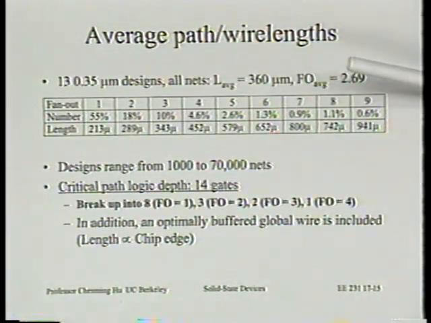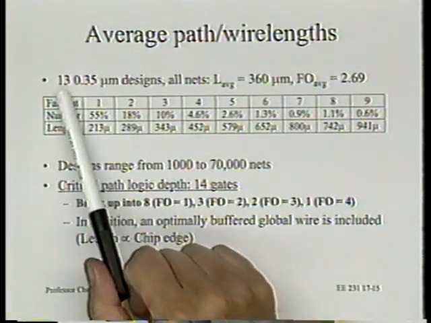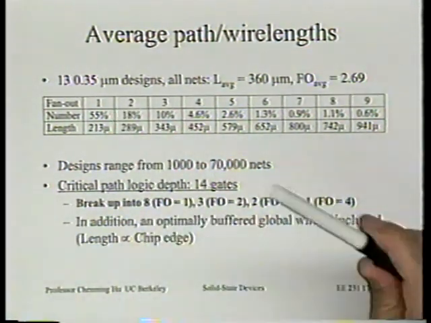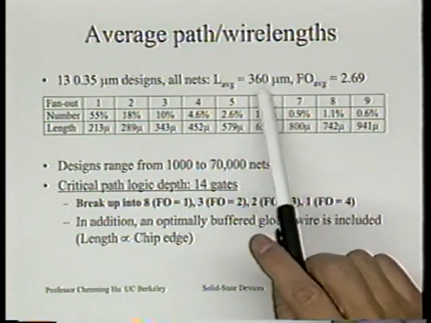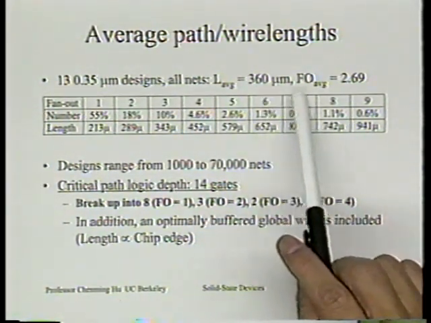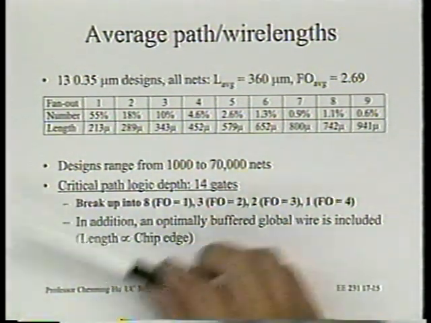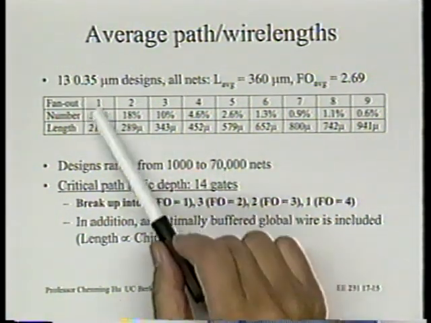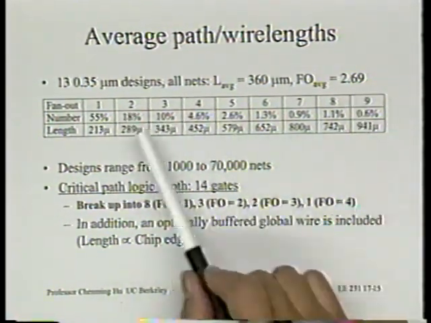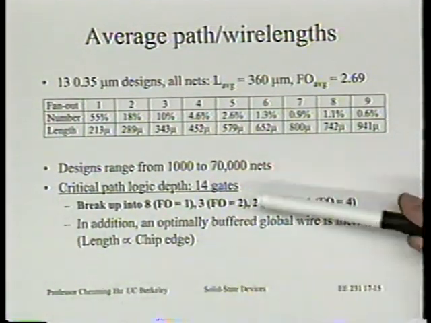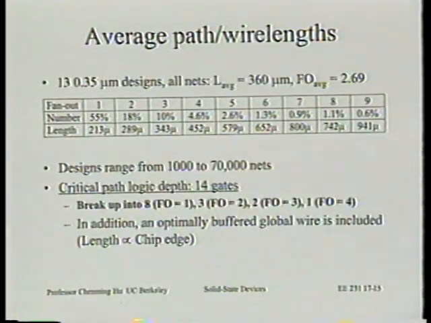What they did is they first looked at 13 actual design circuits, got the net list, and considered all the nets. They concluded the average length is 360 angstrom, and the average fan out of the gates is 2.69. They also did the statistics on the lengths. After analyzing this kind of raw data, they decided that there's a typical critical path logic.